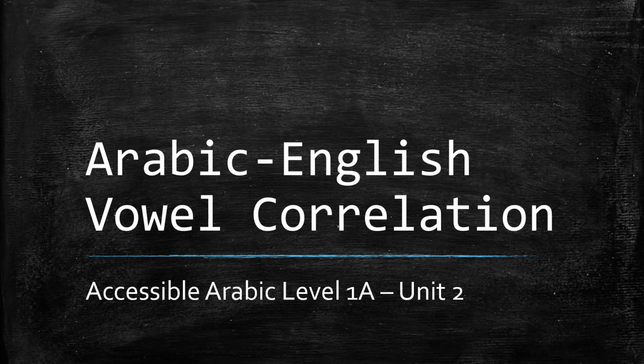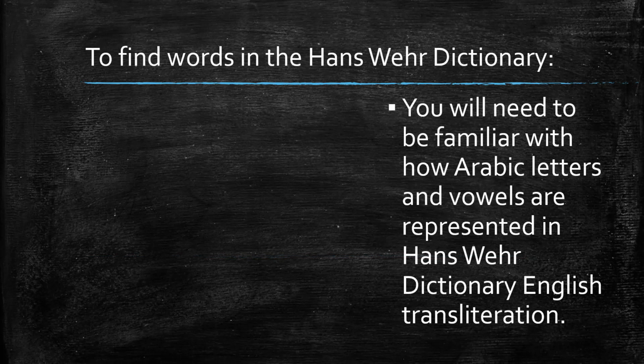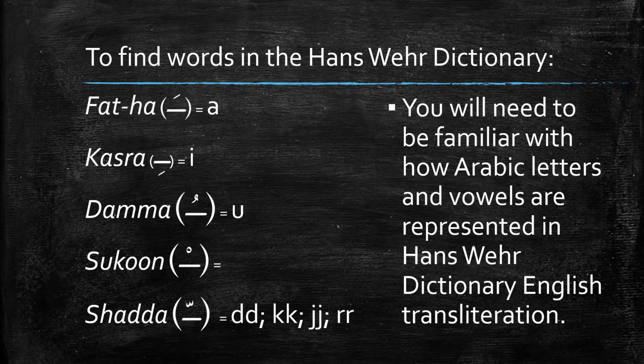So without further ado. To find words in the Hans Wehr Dictionary, you will need to be familiar with how Arabic letters and vowels, that's what we're going to be looking at today, is the vowels, how they're represented in Hans Wehr Dictionary English transliteration. Okay, so the first thing is to know the vowels and symbols themselves. So fatha, this symbol here, is represented by the letter A. When you see the letter A, that means that there is a fatha on the letter that comes before it.